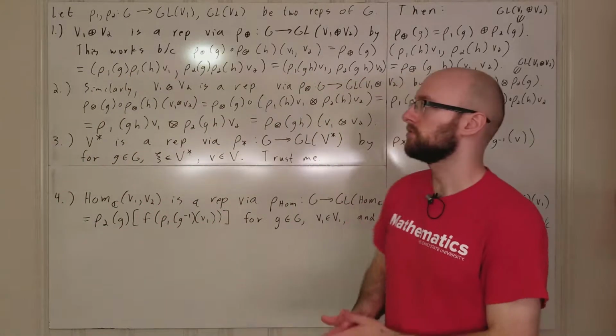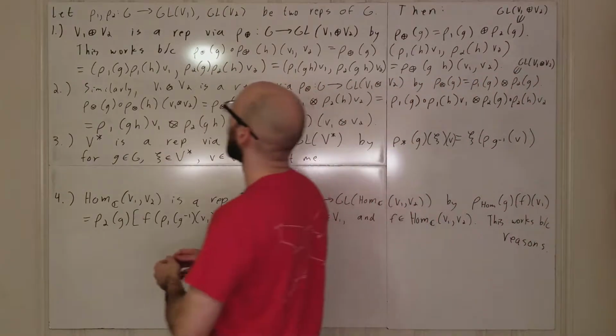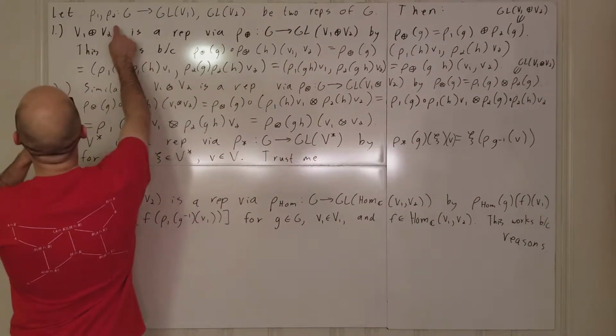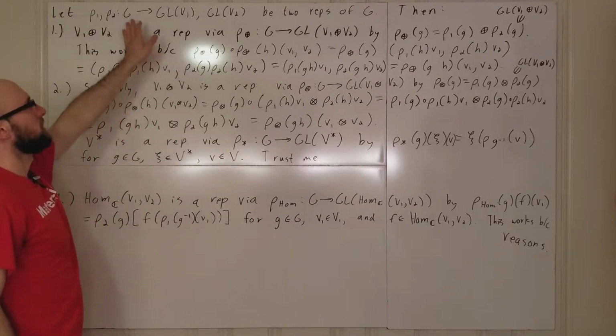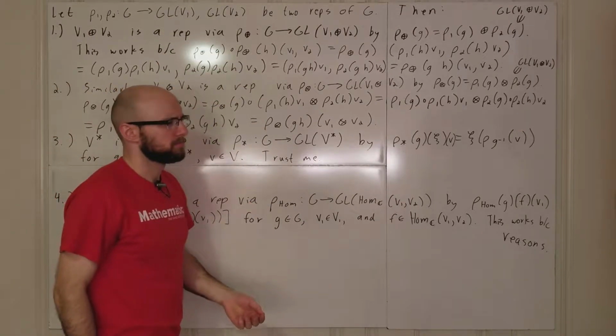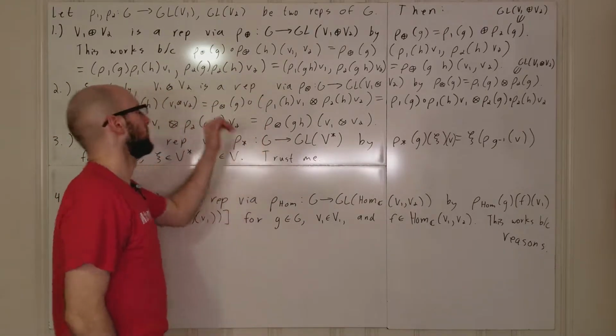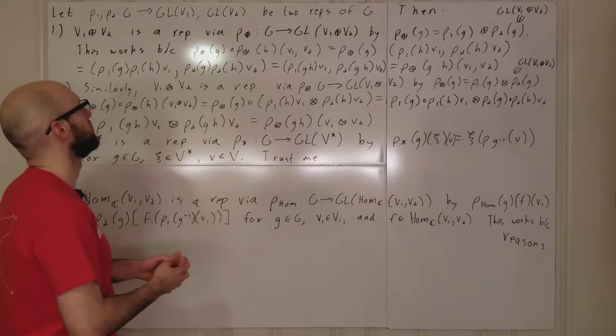Alright, let's construct some representations using what we know. So, let's say we have representations rho 1 and rho 2 of G on vector spaces V1 and V2. They're representations of G on V1 and V2.